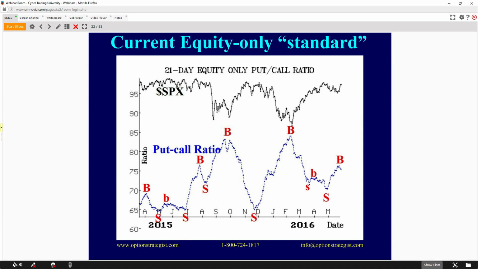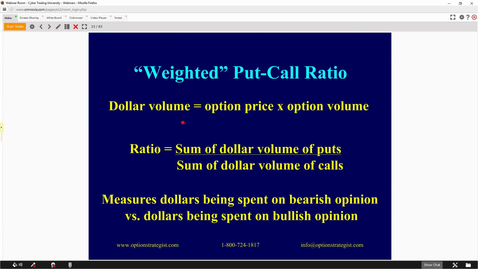But we also look at a different kind, or a similar but slightly different kind of put call ratio, and that's the weighted put call ratio. You couldn't do this without a computer, but since the advent of computers, this has become another popular way of looking at a put call ratio.